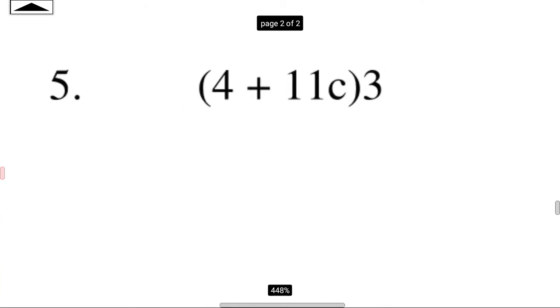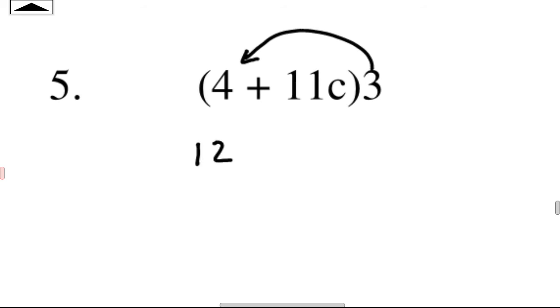Now it doesn't matter if the 3 was in front or on the back side there. It's the same exact thing. Any number outside parentheses. So let's do it like this. 3 times 4 makes 12. 3 times positive 11c. Well, 3 times 11 makes a positive 33. And c.